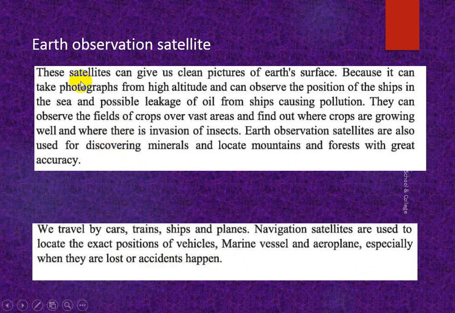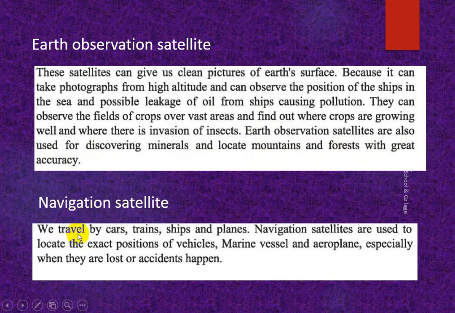Earth observation satellite. These satellites can give us clear pictures of the Earth's surface because they can take photographs from high altitude and can observe the position of ships, the sea, and possible leakage of oil from ships causing pollution. They can observe field crops over vast areas and find out where crops are growing well and where there is an invasion of insects. Earth observation satellites are also used for discovering minerals and locating mountains and forests with great accuracy.